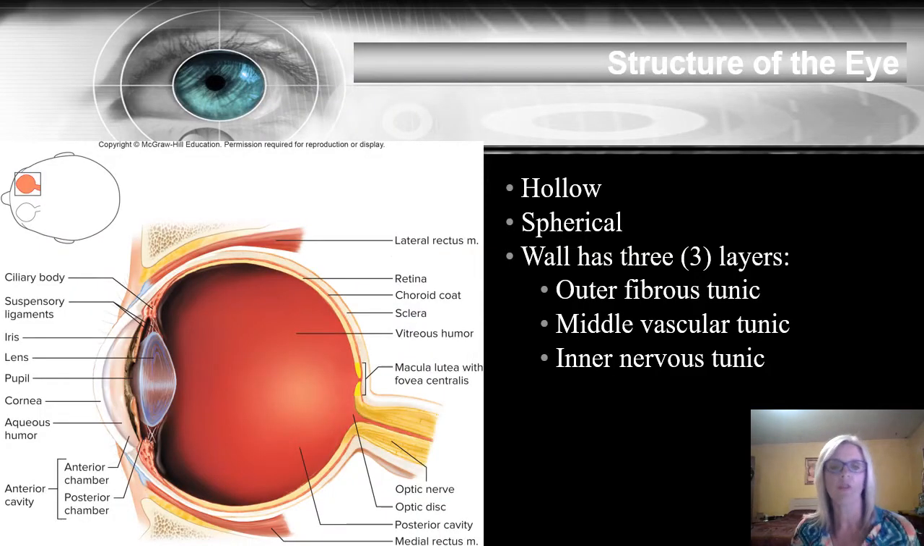The eye itself is hollow. Now that does not mean empty, but it has a hollow chamber and it is spherical, of course. It has three main layers. We have what we call the outer fibrous tunic, the middle or vascular tunic, and the inner or nervous tunic. And that of course reflects what is inside each of these layers.